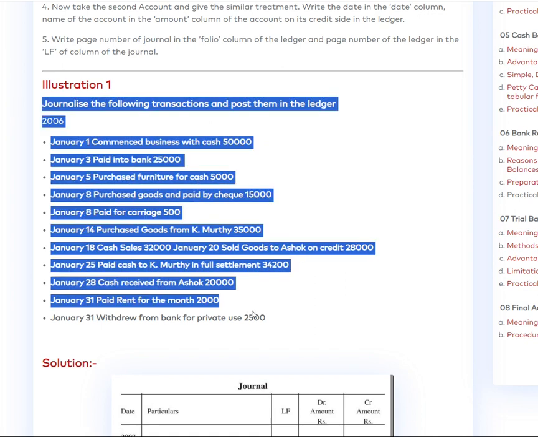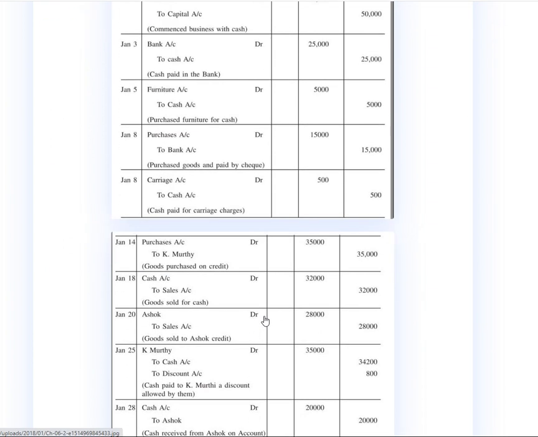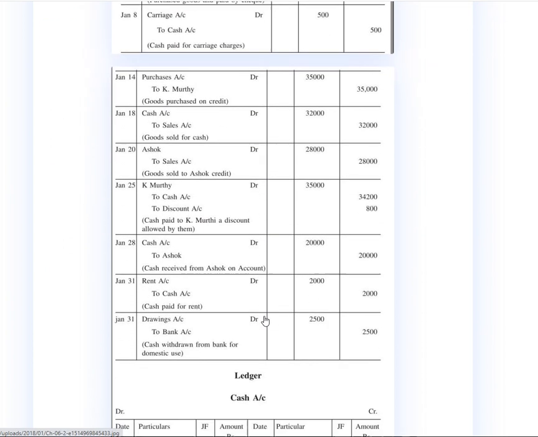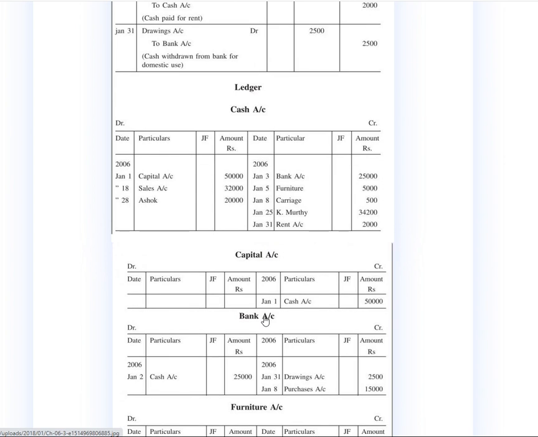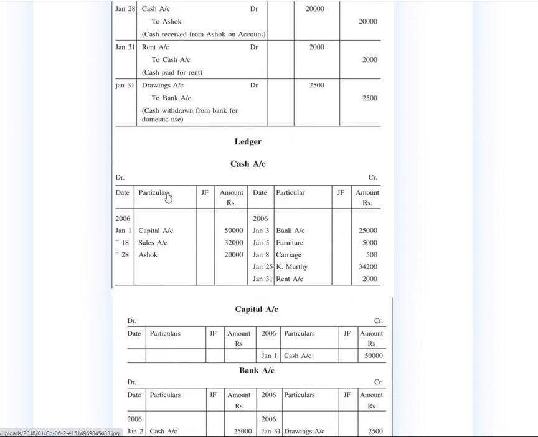When they give these kinds of questions, first we have to record the journal entries, or they may directly say to prepare the ledger accounts. So let's understand how to prepare the ledger accounts. See, a ledger account is prepared in this form. We call the ledger account a T-form account also.